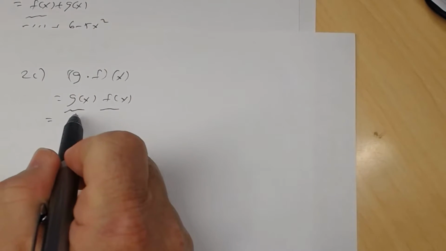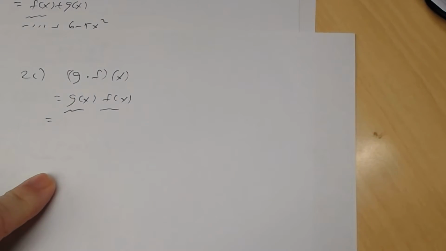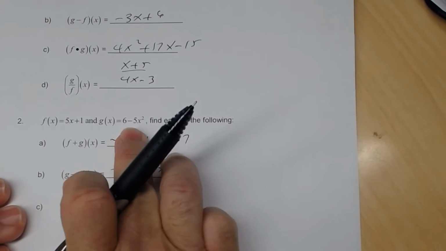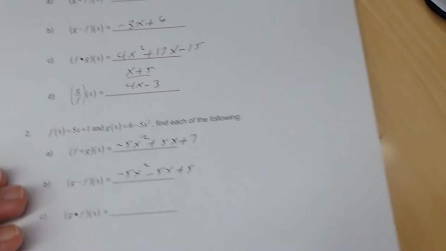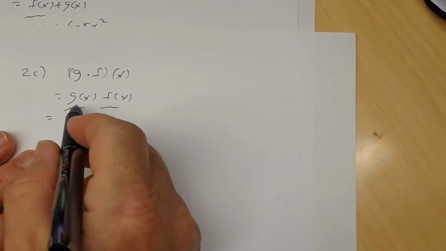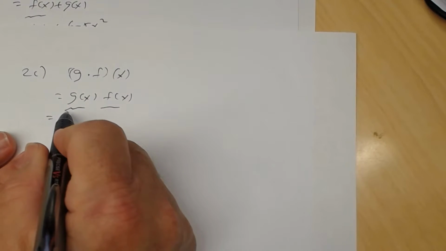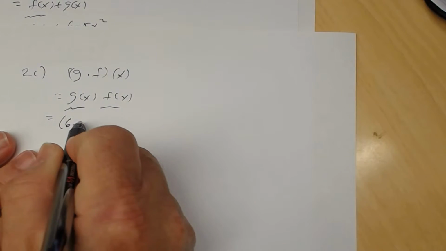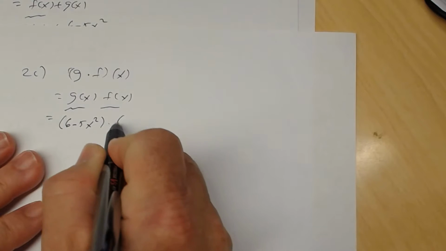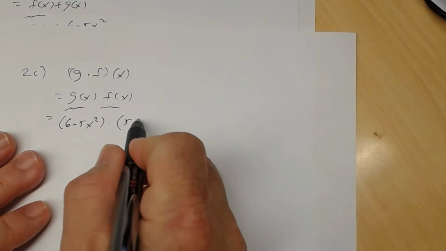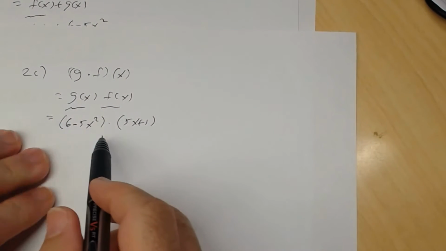So g of x, remember, is 6 minus 5x squared. So that's g of x. And then f of x is 5x plus 1. So in place of those two functions, I'm going to rewrite what that expression is. So g of x is 6 minus 5x squared times f of x is 5x plus 1. Now I've got to multiply this out.